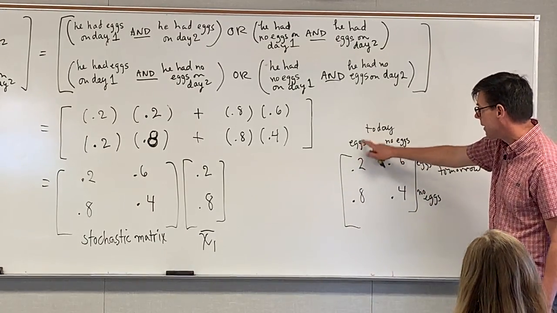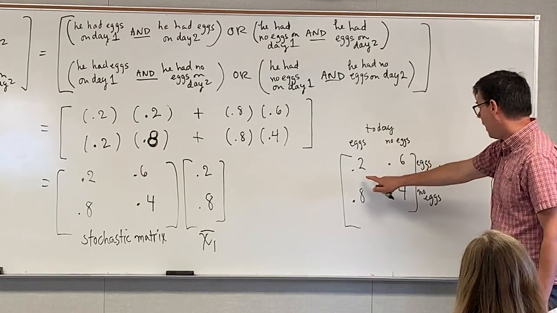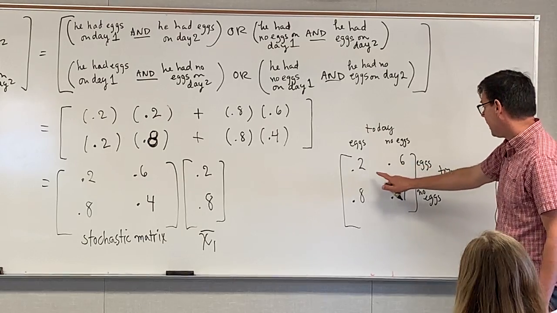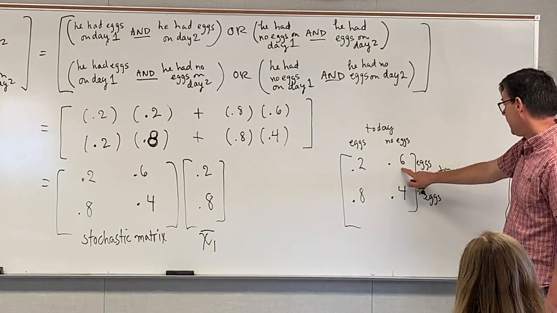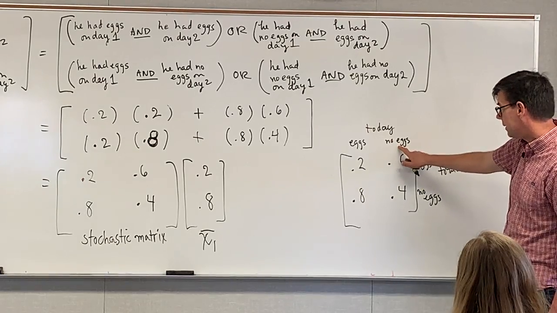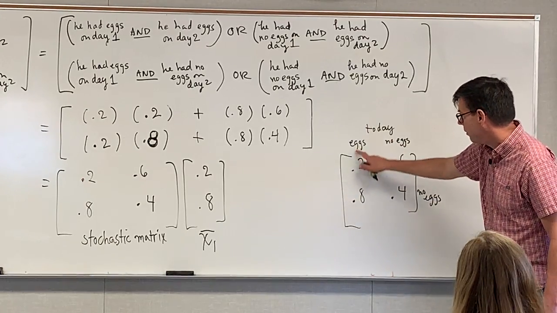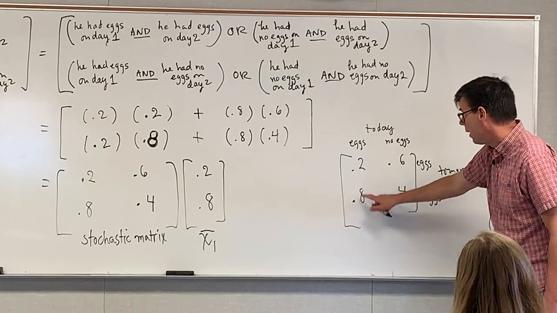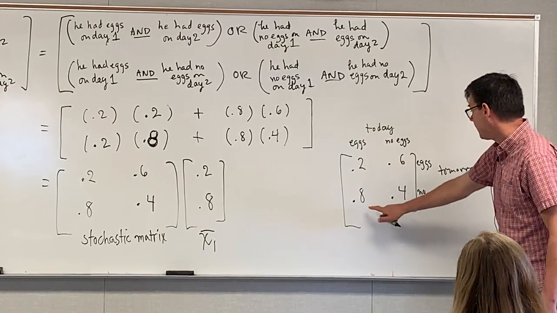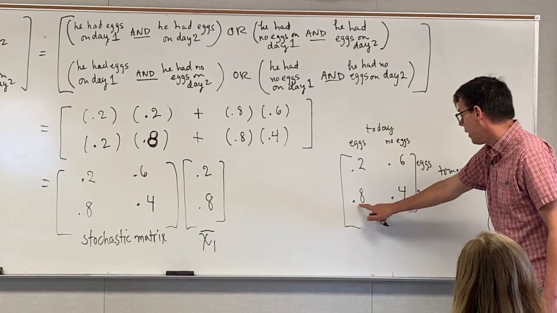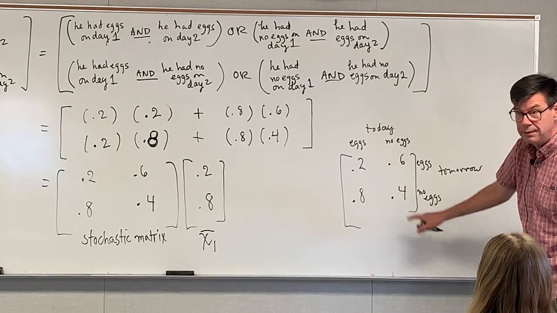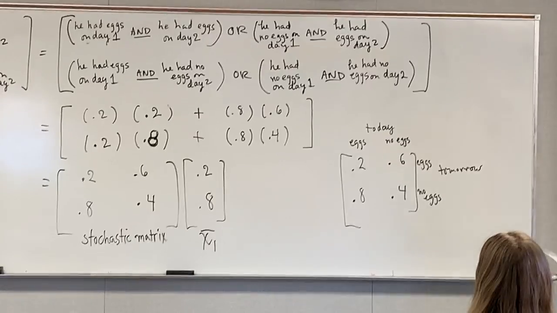This entry is the probability of eggs tomorrow if we had eggs today. This is the probability of eggs tomorrow, I hope, if we had no eggs today. This is the probability of no eggs tomorrow if we had eggs today. And this is the probability of no eggs tomorrow if we had no eggs today.